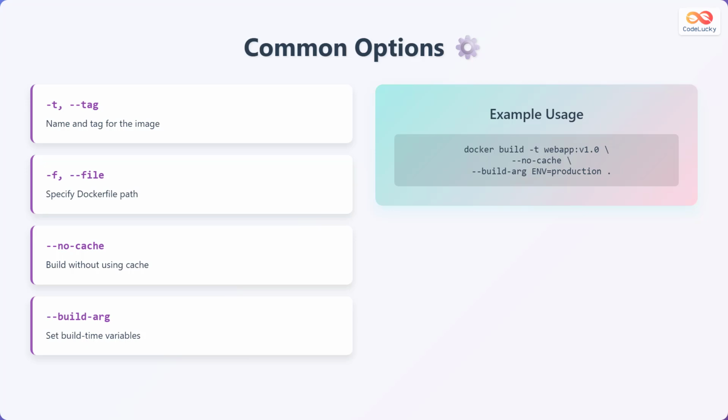For example, the command docker build -t webapp:1.0 --no-cache --build-arg ENV=production . This command builds an image, tags it as webapp:1.0, does not use the cache, sets the environment variable to production, and uses the Dockerfile in the current directory.